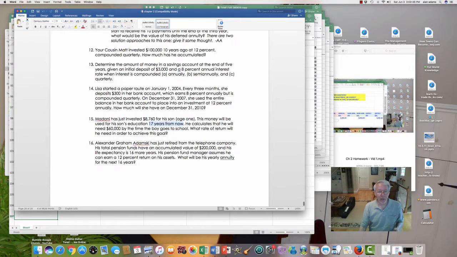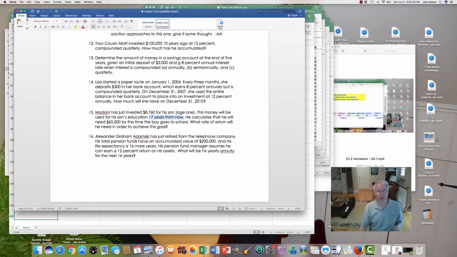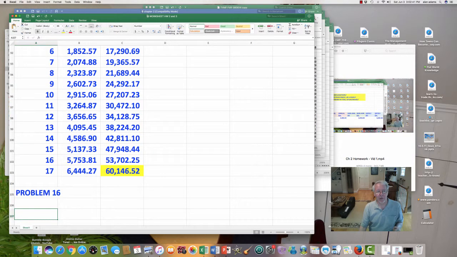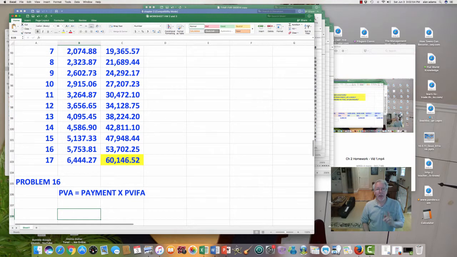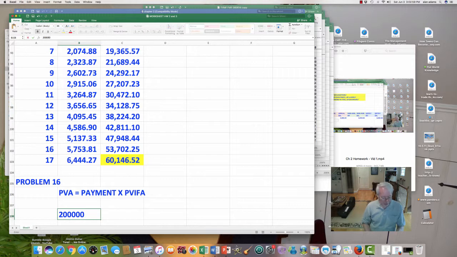So for that, I recommend that you use formula number 4. Formula number 4 says the present value of an annuity is equal to a payment multiplied by the PVIFA. Now, we don't know what the payment is, but we do know the present value of his annuity right now, today, is $200,000. All right, now we're trying to solve for the payment.